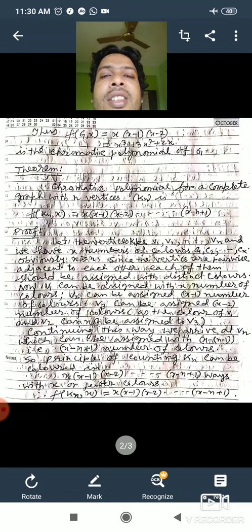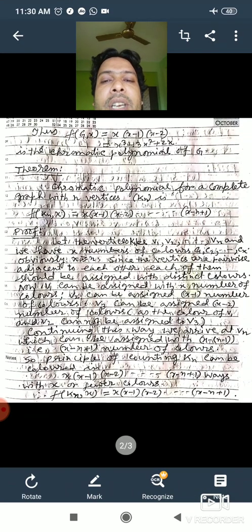Now its related theorem. This is a very important theorem. The chromatic polynomial for a complete graph Kn with n vertices is f(Kn, x) equals x(x minus 1)(x minus 2)...(x minus n plus 1). Complete graph means each vertex is connected to every other vertex.